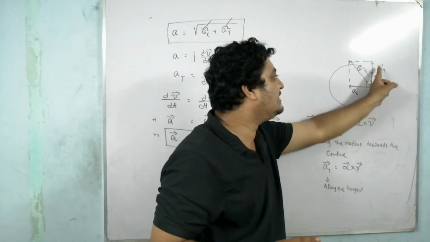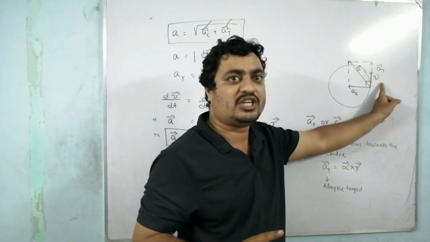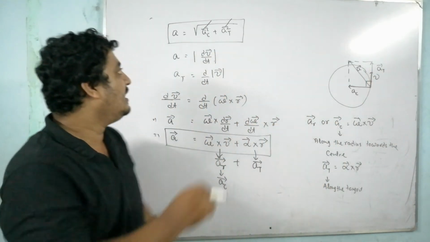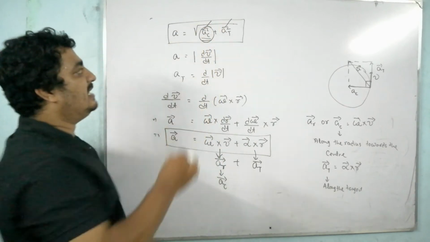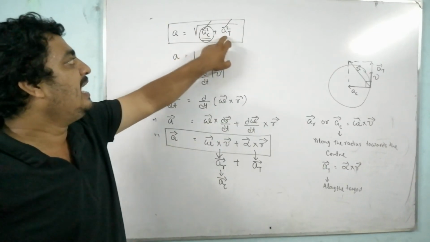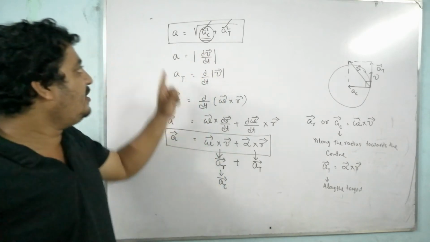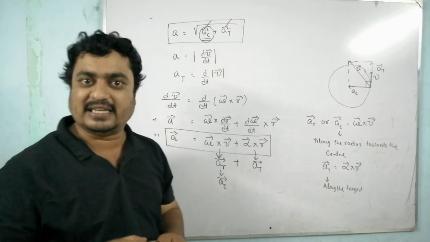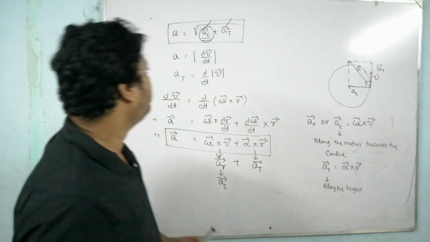AT is directed along the velocity. So, it doesn't change the direction of motion. It changes the speed of the particle. Now, this term AC changes the direction of the particle. AT changes the speed of the particle. And total acceleration is the vector sum of centripetal acceleration and tangential acceleration.